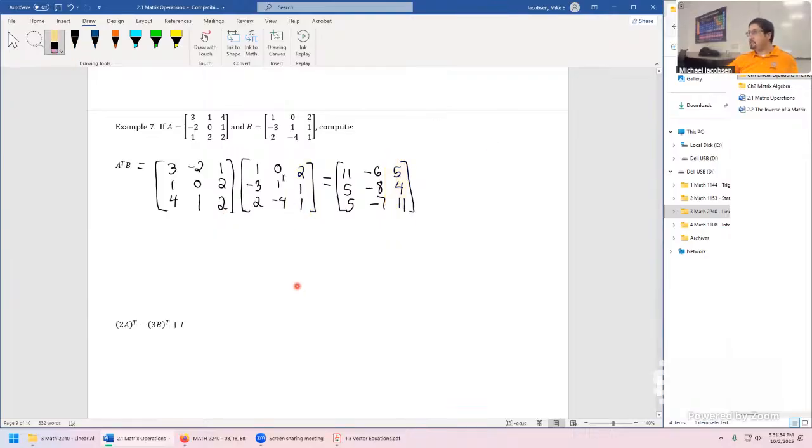So providing you didn't mess up any of those numbers, that's the product A transpose times B altogether. Kind of an interesting matrix. We'll have more to say about matrix multiplication when we're in the later section, 2.3. But any questions so far, folks, getting that one down?